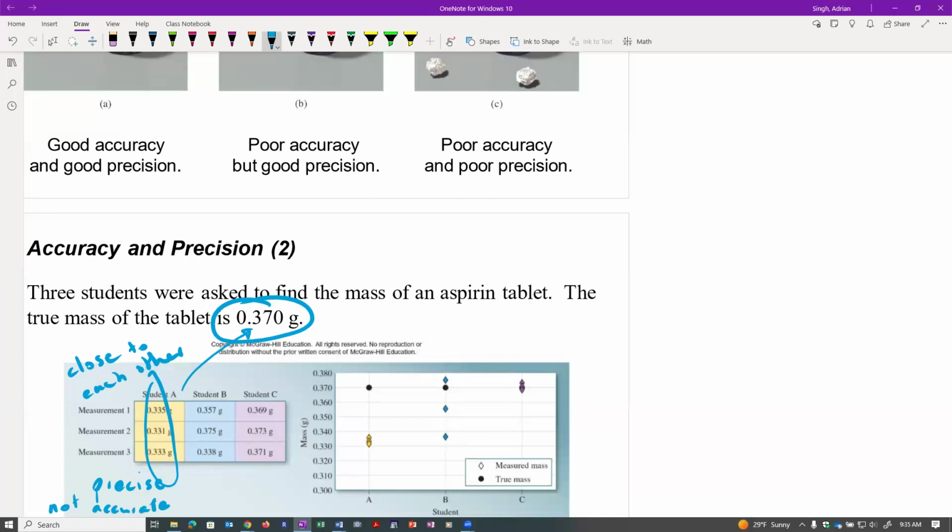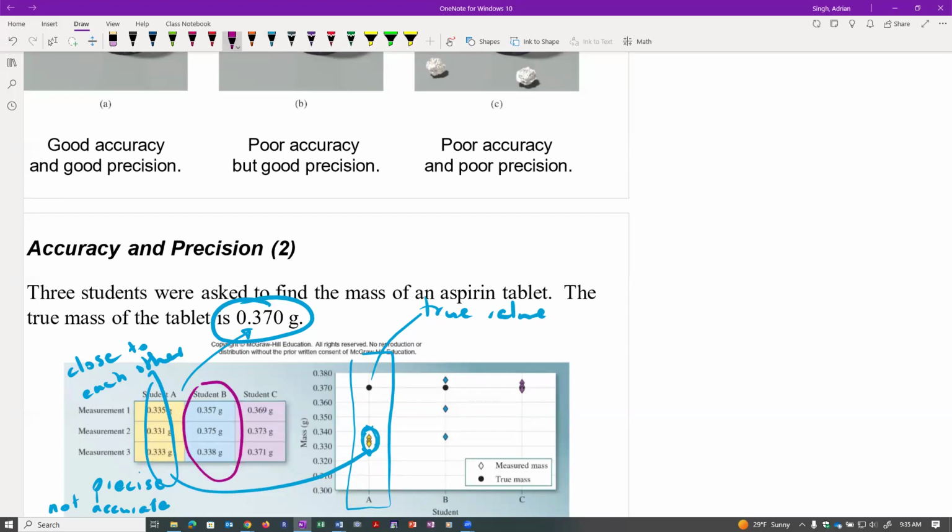Okay, and if we were to plot that data on a graph, for instance, we'll focus here on student A. The black dot represents the true value, and the yellow represents the student's values, right? So you'll see here all 3 of these measurements are all clumped together, right? So it's fairly precise, meaning they're close to each other, but it's pretty far away from the true value. Okay, so precise, but not accurate.